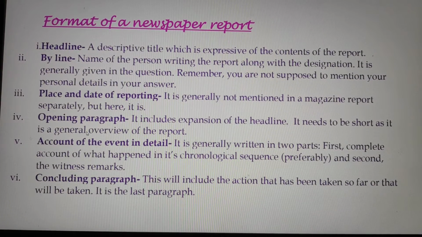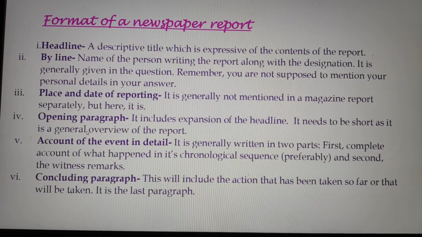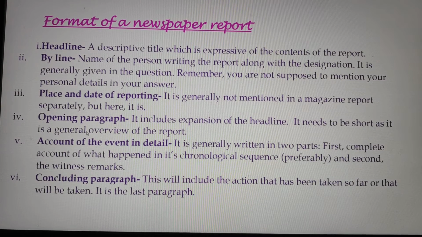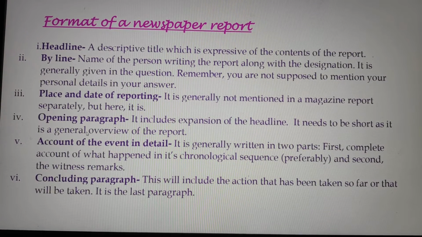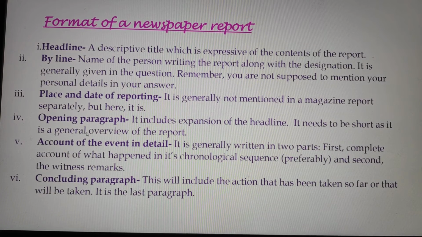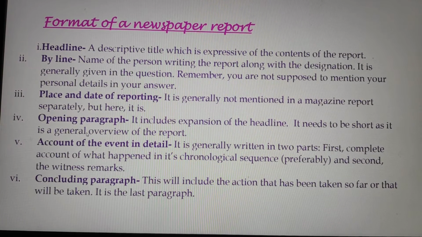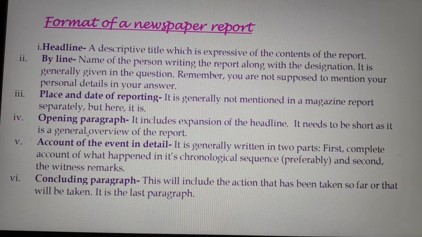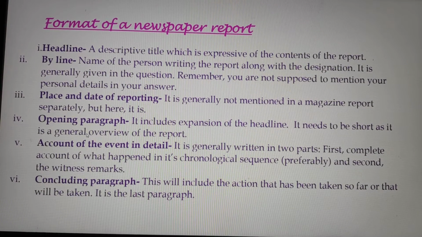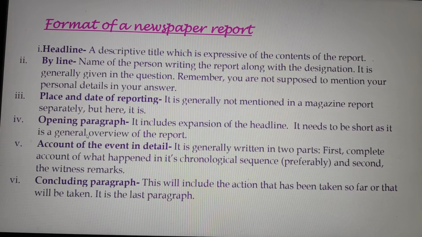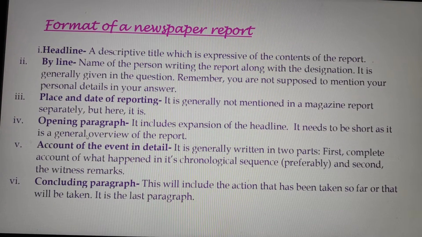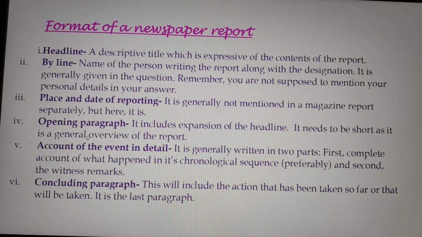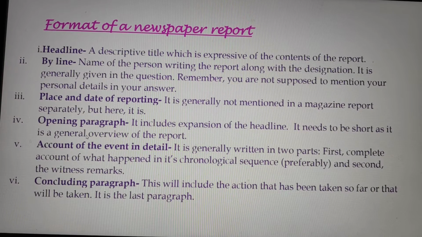Now, students will see the format of a newspaper report. Number 1, headline, a descriptive title which is expressive of the contents of the report. Number 2, byline, name of the person writing the report along with the designation. It is generally given in the question. Remember, you are not supposed to mention your personal details in your answer. Number 3, place and date of reporting. It is generally not mentioned in a magazine report separately, but here it is.